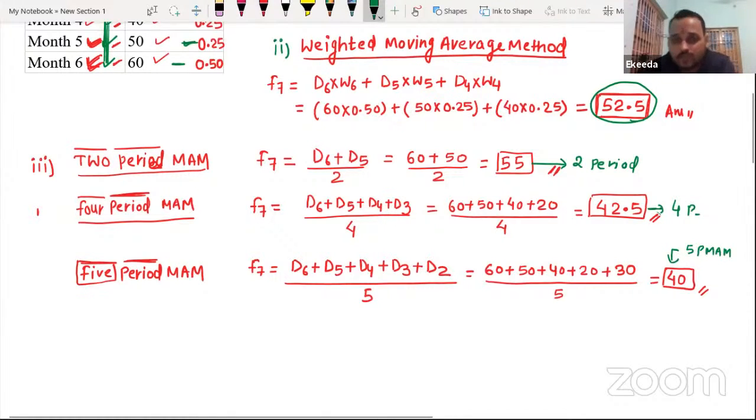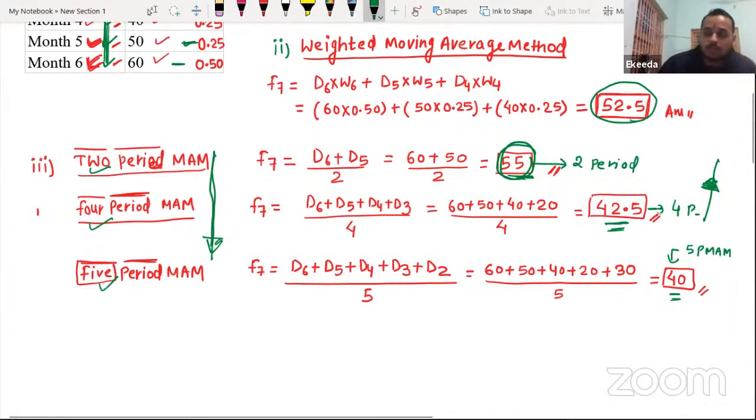You can see that the final forecast for the 7th month is decreasing. It is decreasing in nature as we increase the number of periods. We are increasing the number of periods from 2 to 4 to 5, and as we increase the number of periods, the forecast value is decreasing. So what will you conclude?